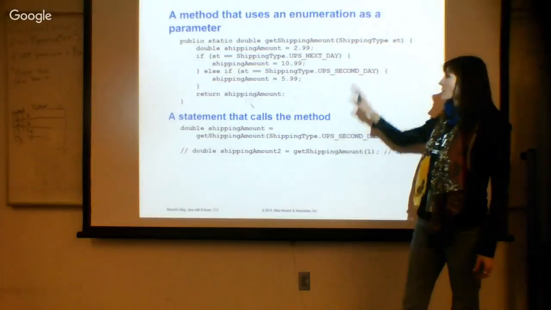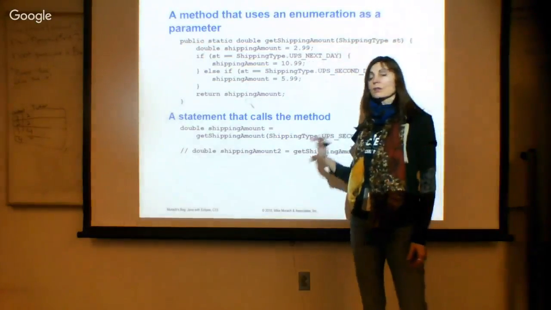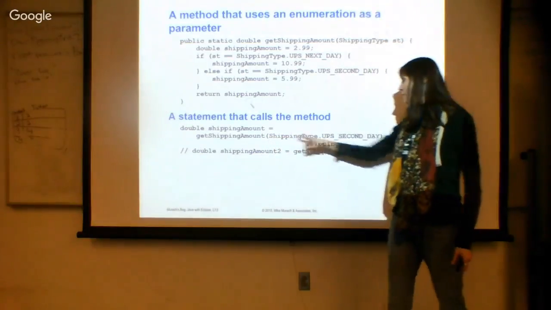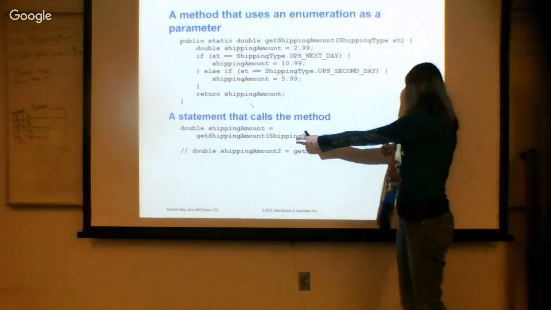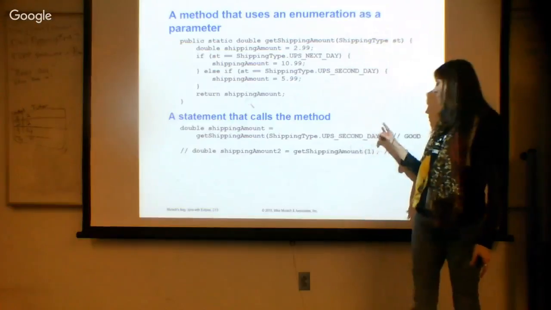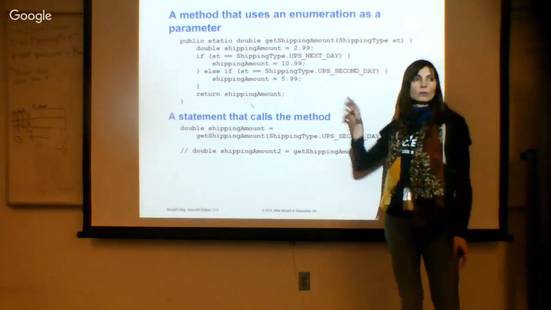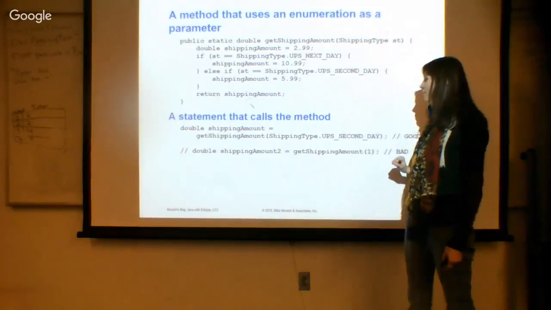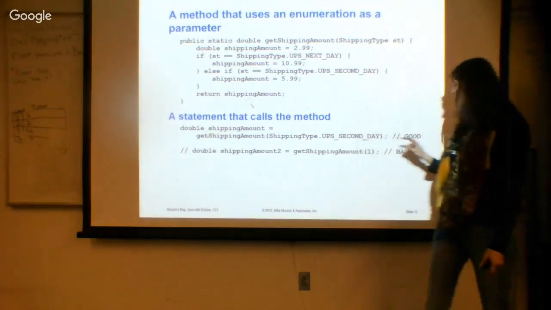So this is the method declaration. When you call the method, you say getShippingAmount, and then you pass it as ShippingType dot. In this case, let's say you want second day shipment, you pass it like that, and this would work. So this is good.